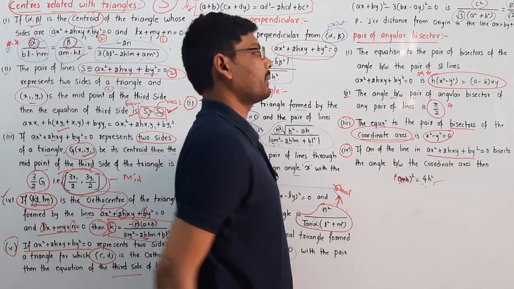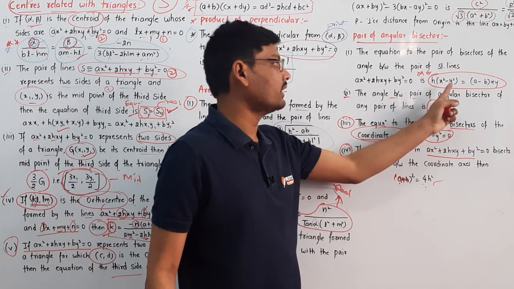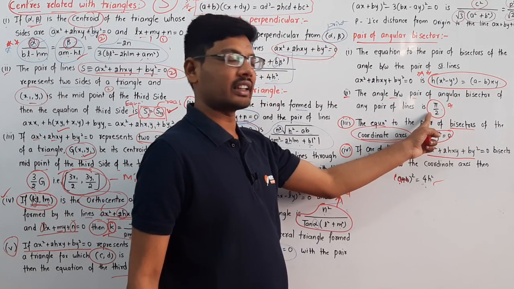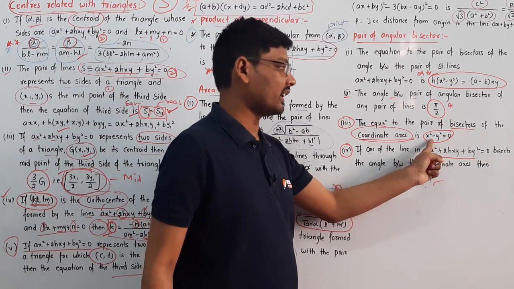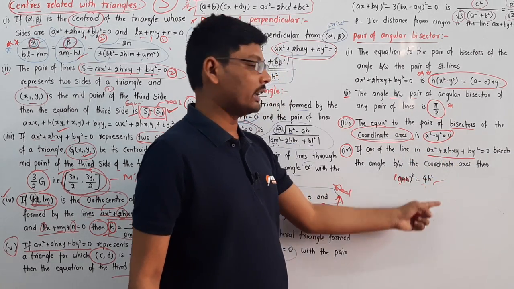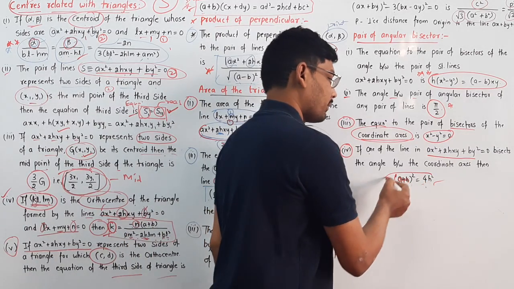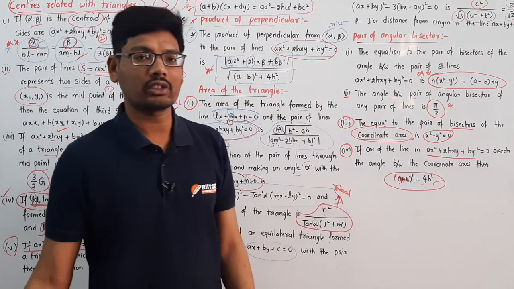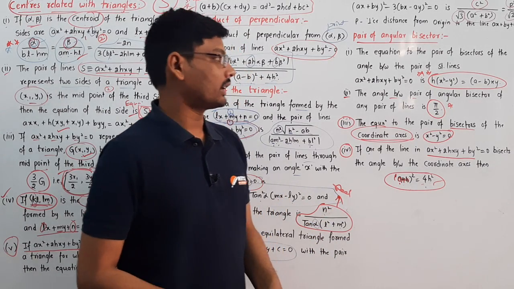Here, for the pair of angular bisectors, this is the equation to find the angular bisector of a pair of straight lines, and the angle between the pair of bisectors is pi by 2. This is nothing but the angular bisector bisecting the coordinate axes. This is the equation, and if any one of the pair of straight lines is bisecting the coordinate axes, this is nothing but (a plus b) whole square is equal to 4h square. This is the condition for the line.